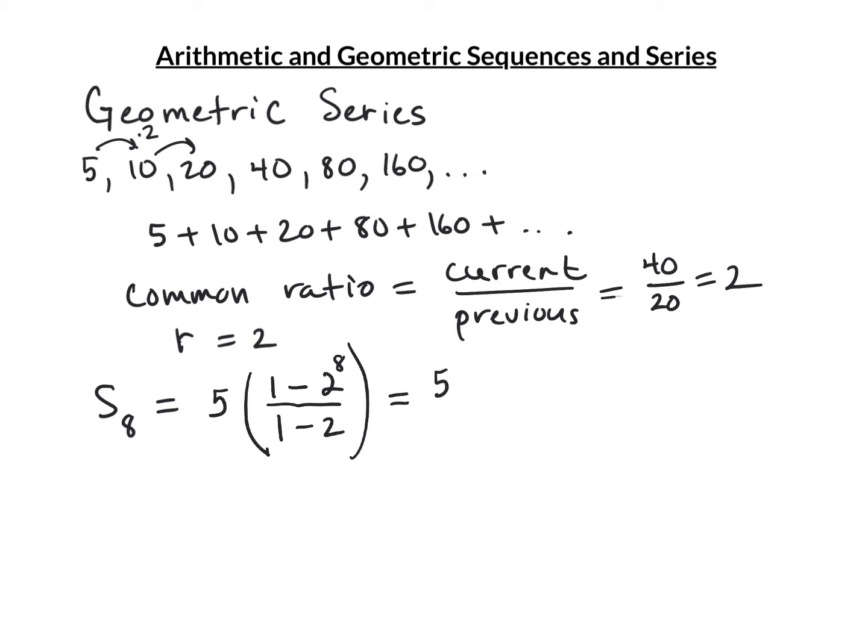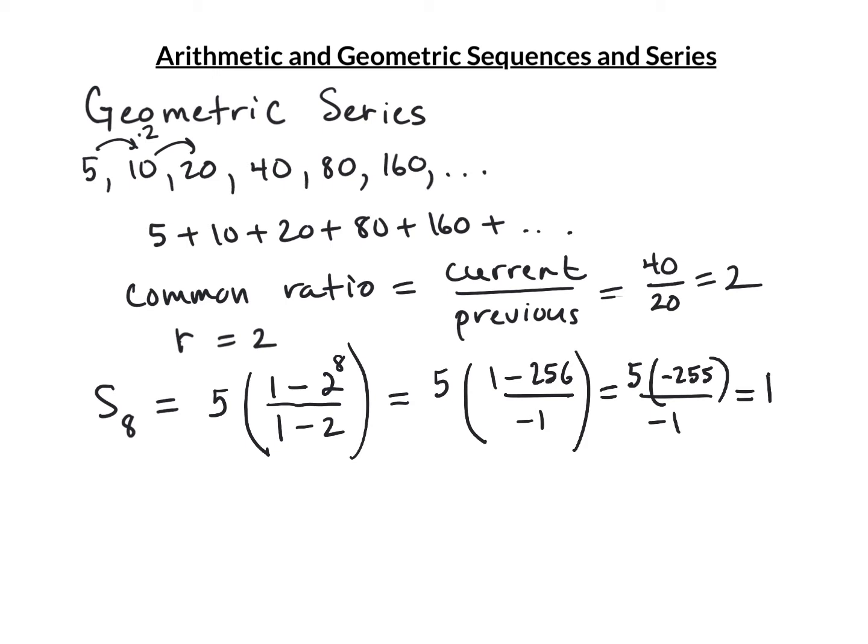This becomes 5 times 1 minus 256 over negative 1. That's 5 times negative 255 over negative 1. And the answer is 1,275. The sum of the first 8 terms in this series is 1,275.